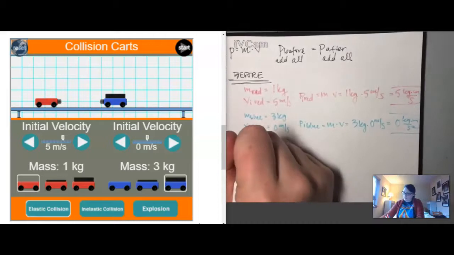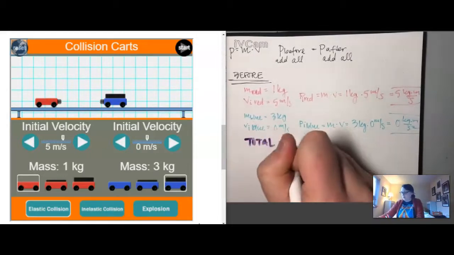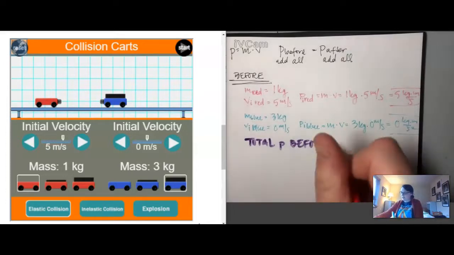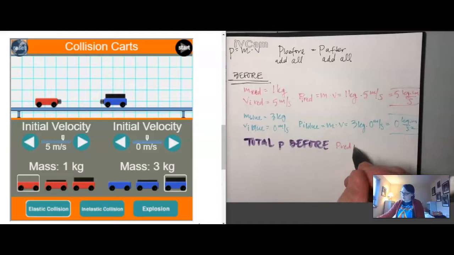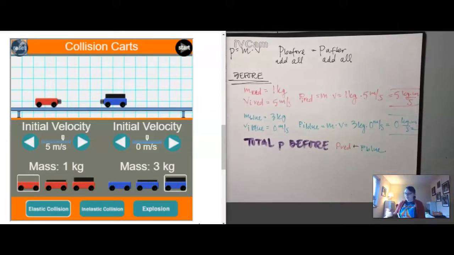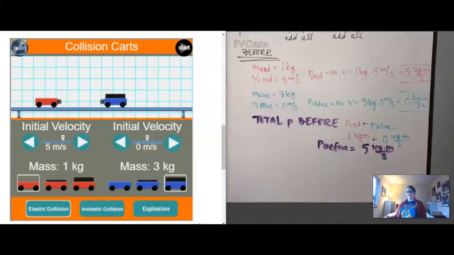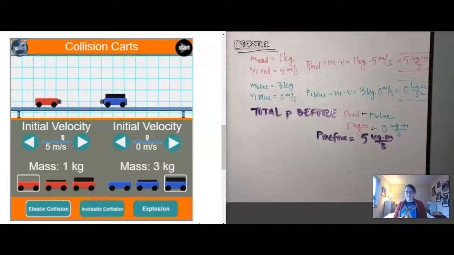If I want to figure out what the total momentum before is, I'm going to add those two together. I'm going to add the momentum of the red car plus the momentum of the blue car. So I've got 5 kilogram meters per second plus 0 kilogram meters per second. So my total momentum before the collision, 5 plus 0, is 5 kilogram meters per second. So that's how I find the momentum before the collision.